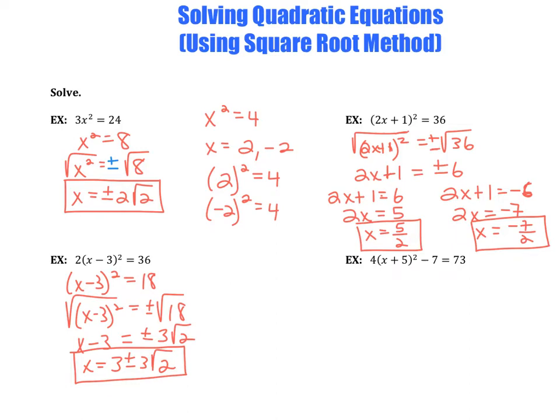And again, just to put it in perspective, if I would have done this with another method, I would have had to first FOIL this out, then multiply everything by 2, subtract 36 from both sides, in other words, to get my equation set equal to 0, and then I would have had to use the quadratic formula on it. So you can imagine it would be many, many more steps than the 4 I have written right here.